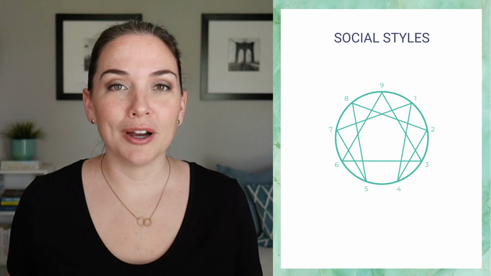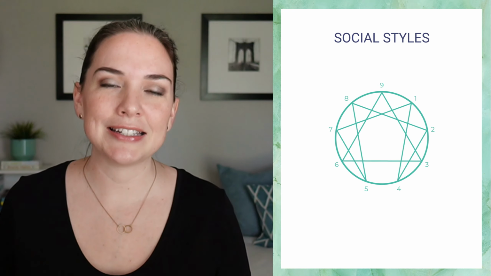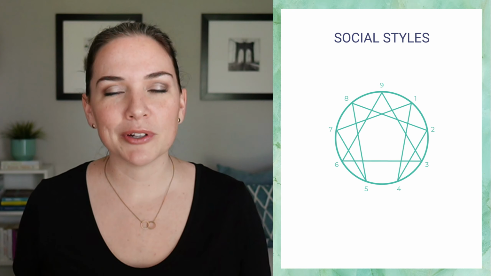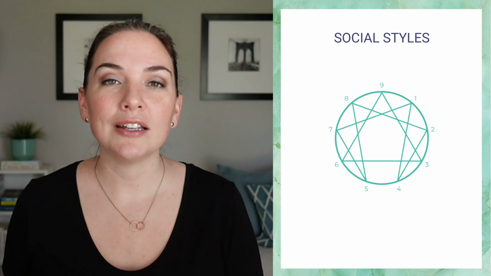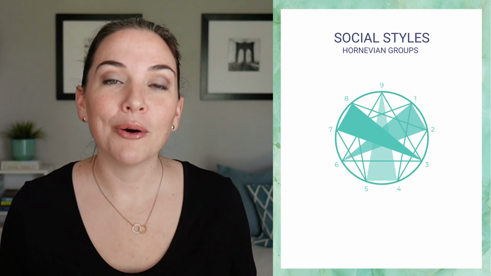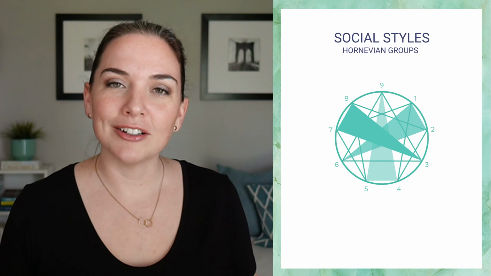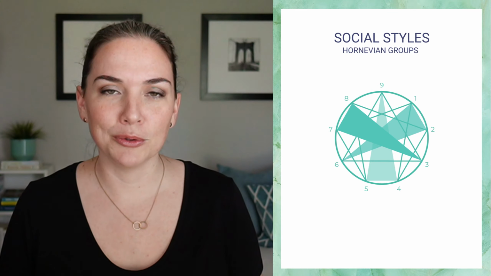So let's jump into today's topic, these social styles. So first off, whether you are familiar with the Enneagram or not, you'll know that there are 9 types. Now, these 9 types are actually broken into these 3 different social styles. The social styles are also called the Hornevian groups. And you can see on this diagram how they are clustered into these 3 different groups.